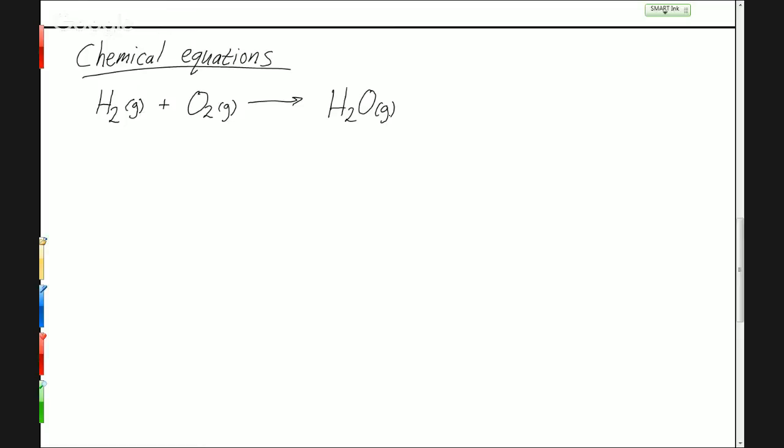There's this big arrow in the middle. And as you can probably tell, that means that we start on one side and we go to the other side. The stuff that we start with are usually called the reactants, or reagents, or starting materials. And the stuff that we end up with is the product or products. So the equation shows us what the reactants are and what the products are.